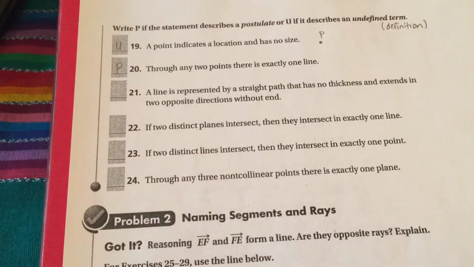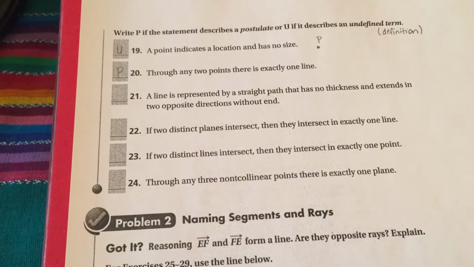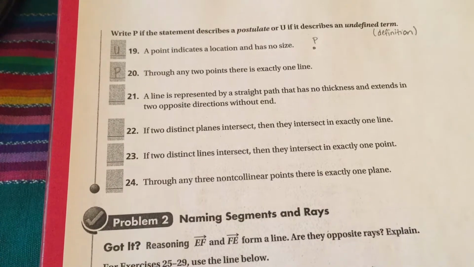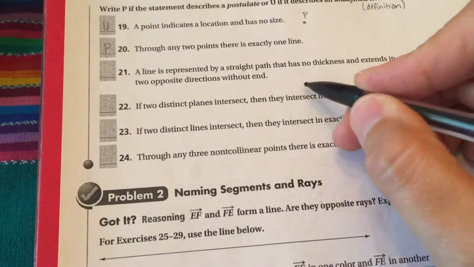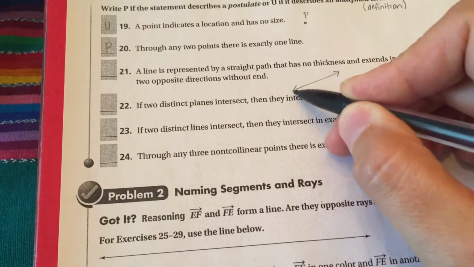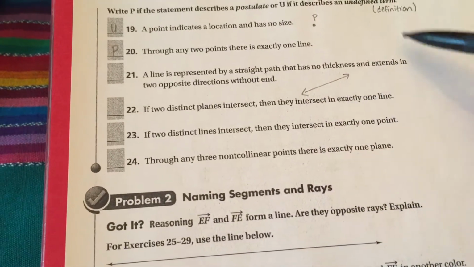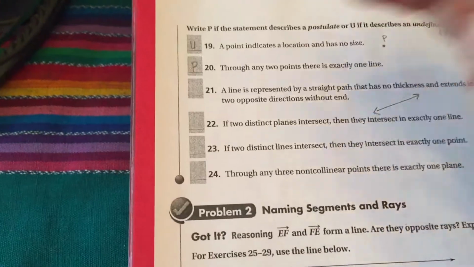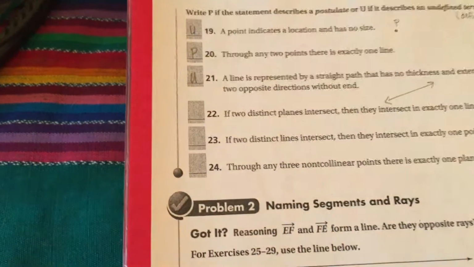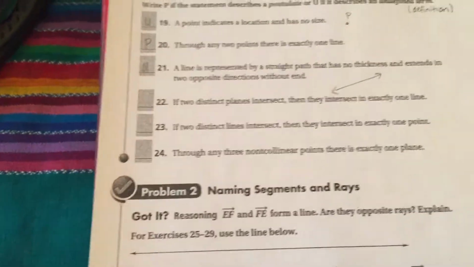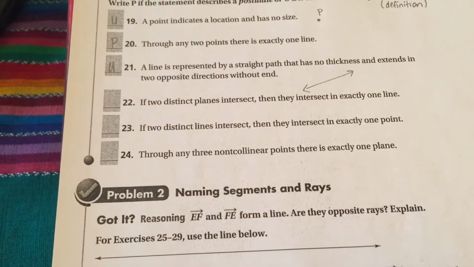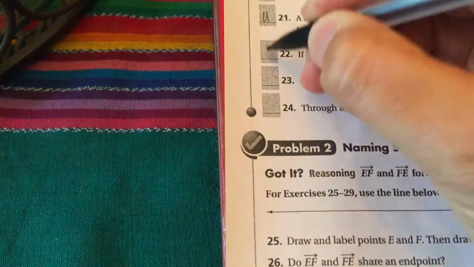A line is represented by a straight path and has no thickness and extends in 2 opposite directions without end. So as we're drawing exactly what it's saying, that is just defining what a line is. So undefined term. If 2 distinct planes intersect, then they intersect to form exactly one line. That is exactly what one of the postulates just said.